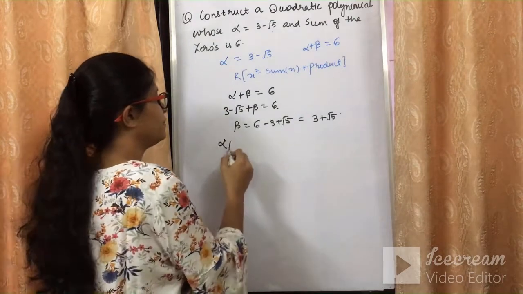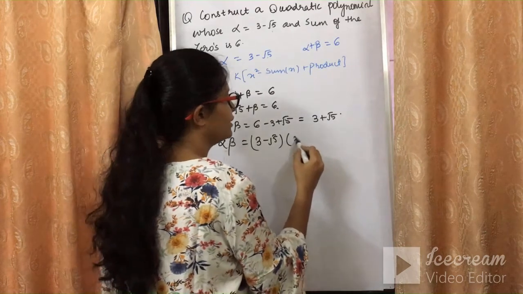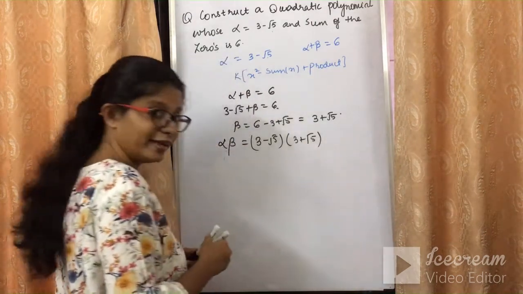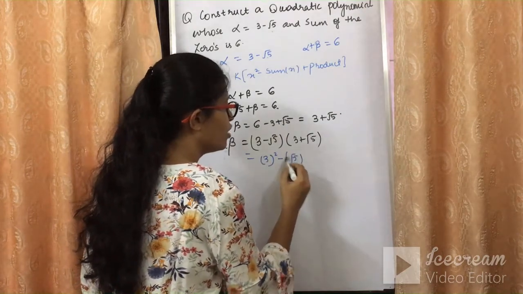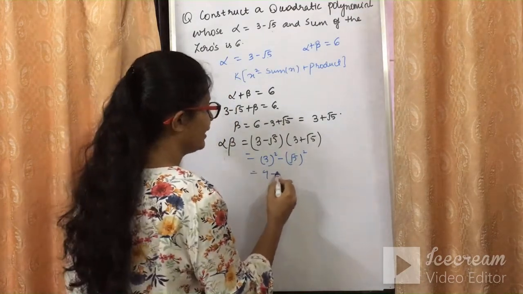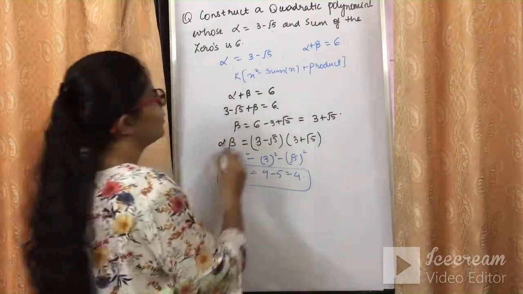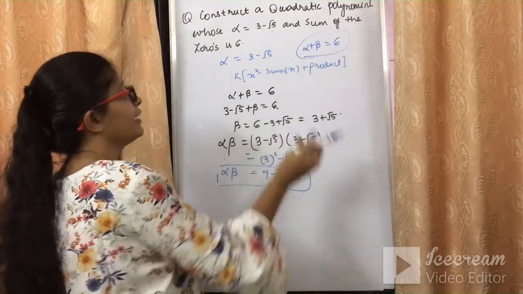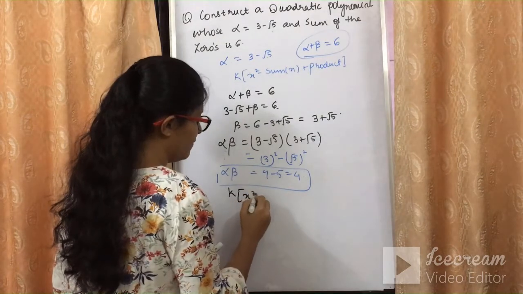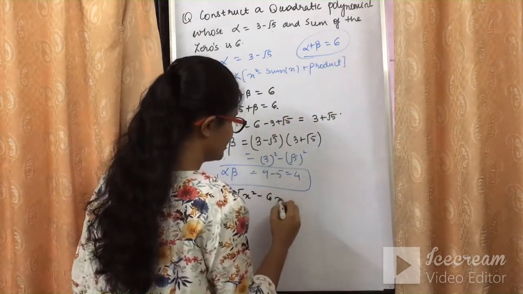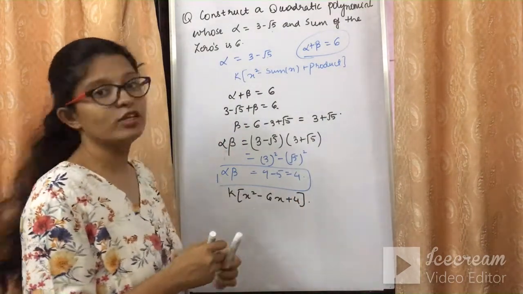So can we take out the product? Product will be alpha beta. Alpha beta will be 3 minus root 5 into 3 plus root 5. Can we say that this is a square minus b square, and it will be 3 square minus root 5 whole square. So it will be 9 minus 5, which will give you 4. So the product is 4. We have the product, and the sum is already given. Can we find the polynomial by putting these in the equation? So it will be k x square minus what is the sum? 6x plus 4. So this is the polynomial for the given zeros.